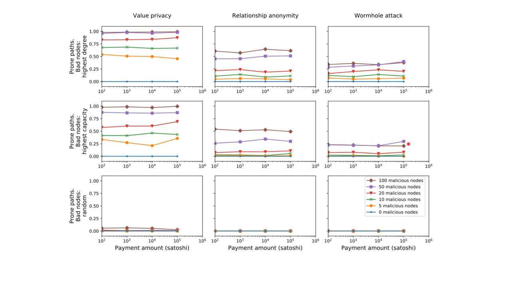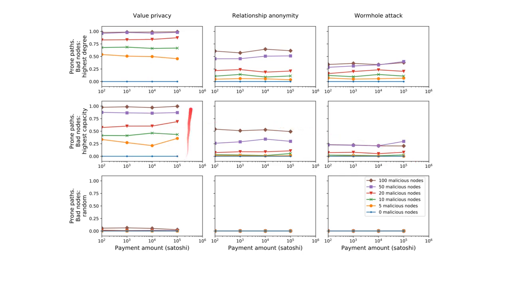And for the wormhole attack also, this is probably just a statistical artifact, but otherwise it's harder to perform a wormhole attack given a fixed number of nodes compromised than it is to perform relationship anonymity attack or value privacy attack. And we explain it by the fact that the structure of the path is simpler in this case. So for the attacker, it's easier to compromise just one node anywhere in the path, as is the case here, rather than to compromise two nodes in the path, as is the case here. Or even harder, it is to compromise two nodes with an additional constraint that one honest node must be in the middle between the two compromised nodes.